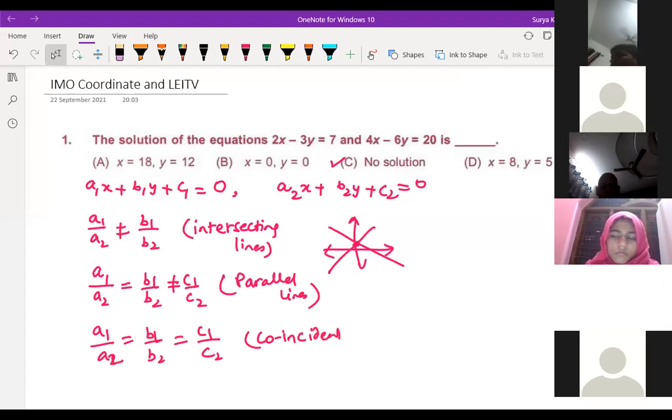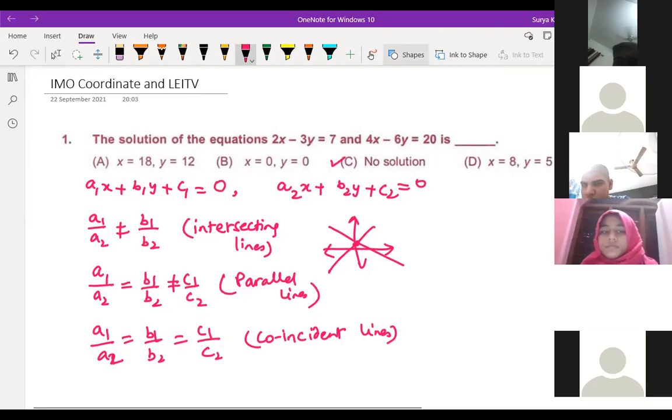Coincident lines. Do you know? Anyone knows, children, what is meant by coincident lines? If both lines overlap each other. Suppose I'm drawing your coordinate plane.